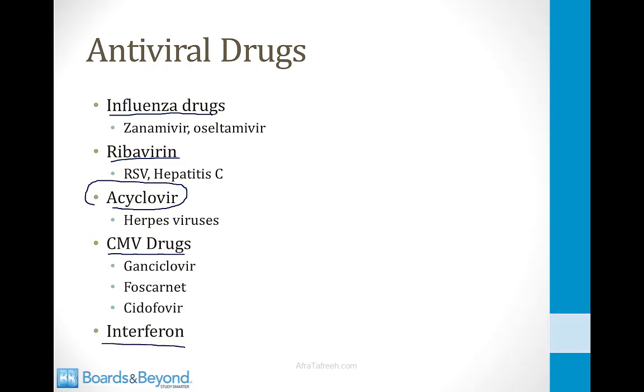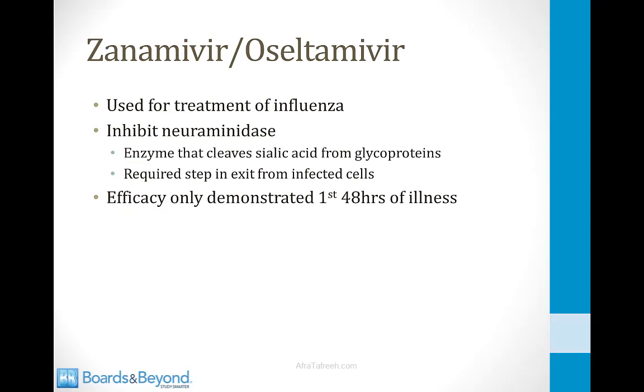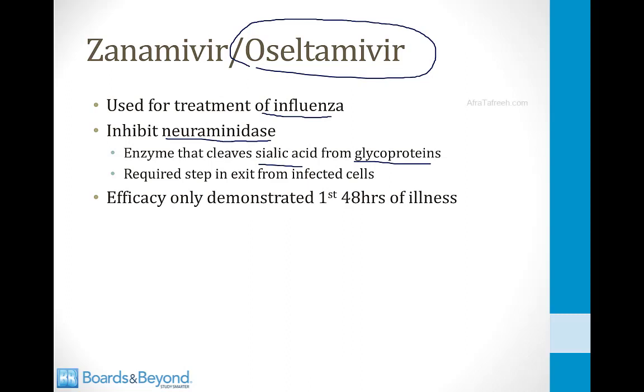in viral infections. Zanamivir and oseltamivir are two drugs used to treat influenza infections. You may know the drug oseltamivir by its other name, which is Tamiflu, and these drugs inhibit the enzyme neuraminidase, which is unique to the influenza virus. So recall that the neuraminidase enzyme is very important for helping the virus leave infected cells. This enzyme cleaves sialic acid from glycoproteins on the surface of the virus, and if sialic acid is not cleaved from the glycoproteins, then the virus can't get out of the cell. This is a required step for exit from infected cells.